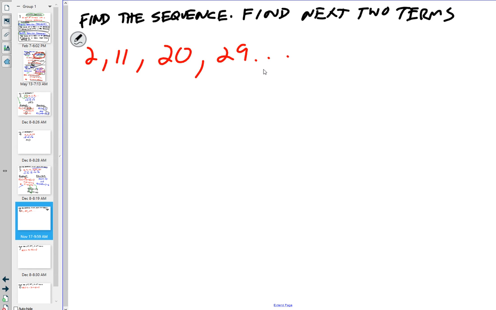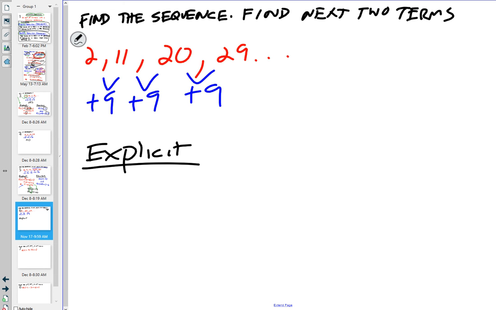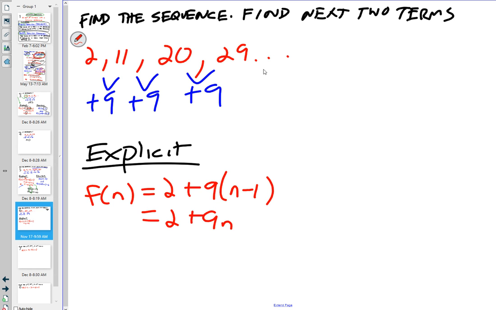Okay, so I gave you a head start, so I'll come up behind you. Plus 9, plus 9, plus 9. You should realize that's the common difference. So the explicit definition would be that f of n is equal to the first number, which was 2. Then the common difference was 9. And then yes, it is n minus 1. If you want to simplify, you don't have to necessarily do this, but I like to. You get 9n minus 7.